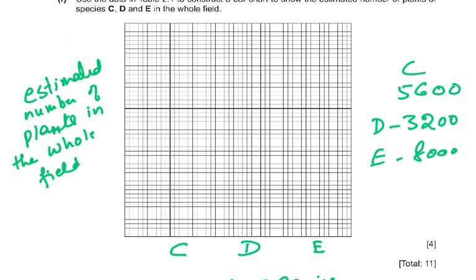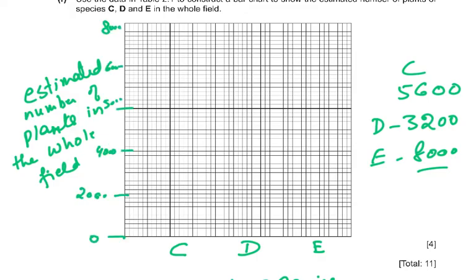Now I'm writing this just to remind me, because it's on the other page. So C was 5,600, D was 3,200, and E was 8,000. So we've got to get the scale to 8,000. So let's look at the scale now. What scale should we use?